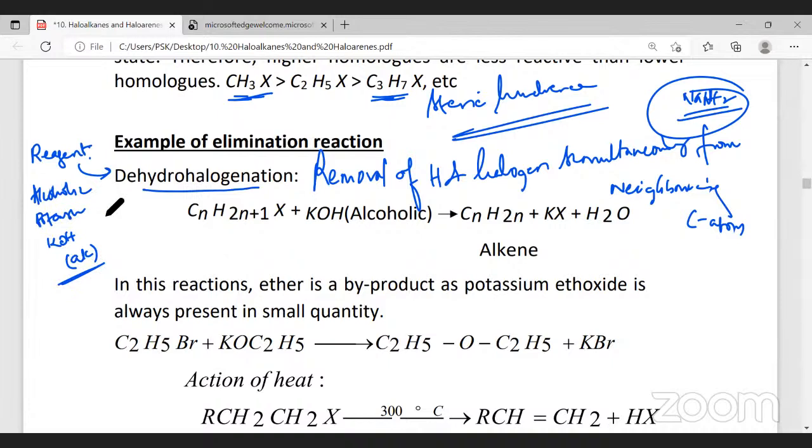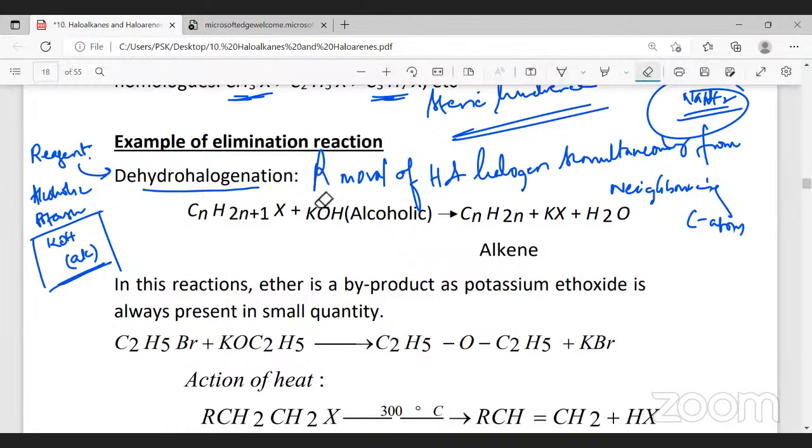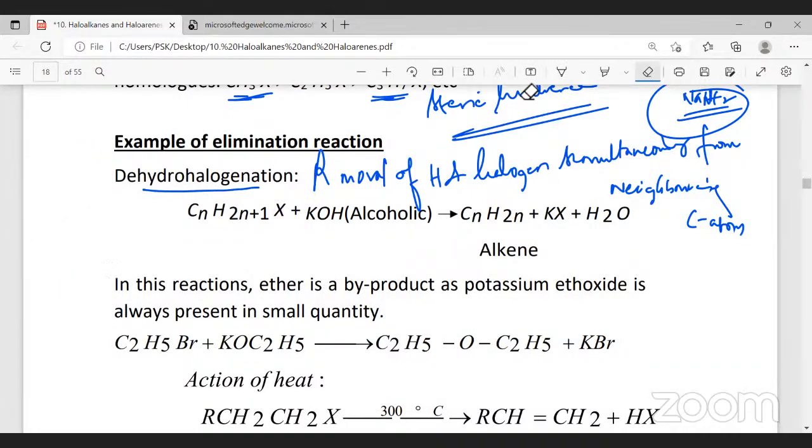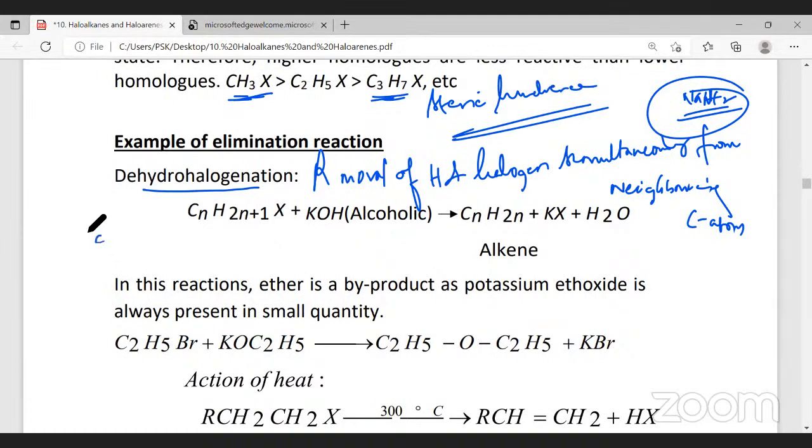So the reagent which brings about dehydrohalogenation is alcoholic potash. What do you mean by alcoholic potash? Potassium hydroxide dissolved in alcohol will be called alcoholic potash. Now, what is dehydrohalogenation? We learned the definition: removal of hydrogen and halogen simultaneously from the neighboring carbon atoms. Now, if you take an alkyl halide, we will represent an alkyl halide like this.